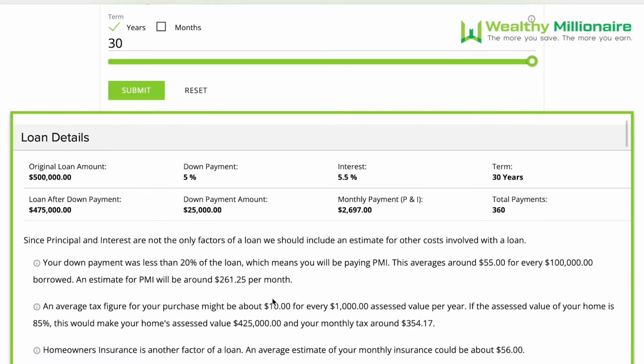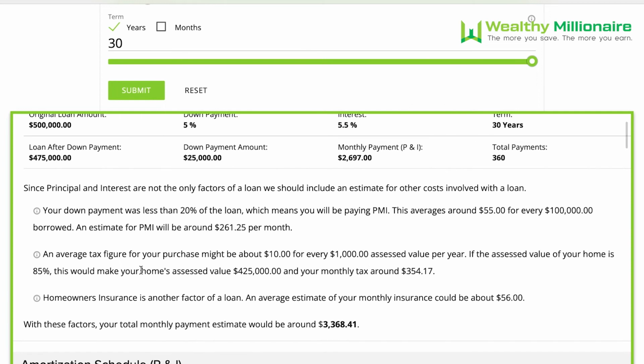So now you'll see here, because we're paying less than 20%, it means that we will need mortgage insurance. And this averages around $55 for every $100,000 borrowed. So an estimate for the mortgage insurance will be around $261 per month.